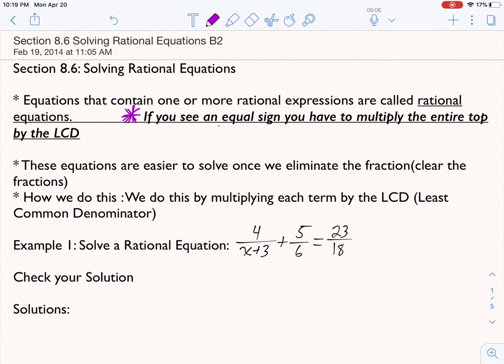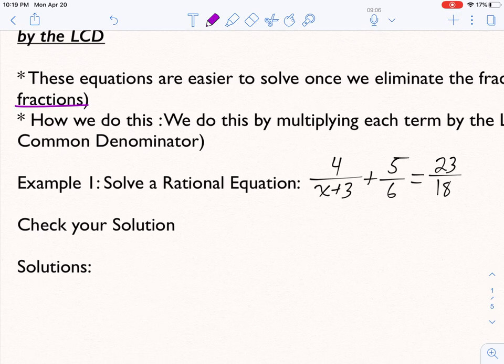So these equations are easier to solve once we eliminate the fractions. We call this clearing the fractions, which we've talked about before. We're trying to get rid of the denominator so that way we can solve it a lot easier. So first thing we need to do is find the LCD.